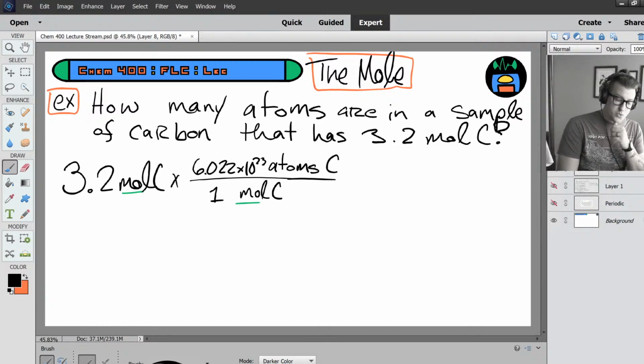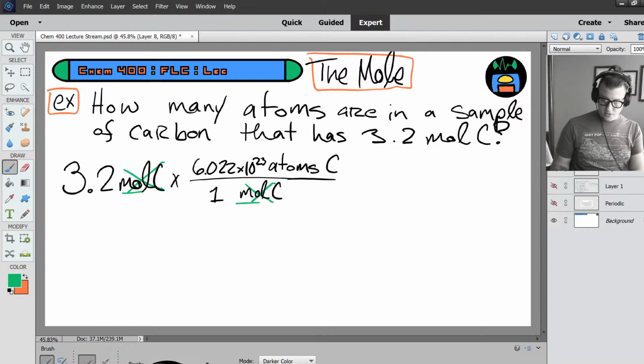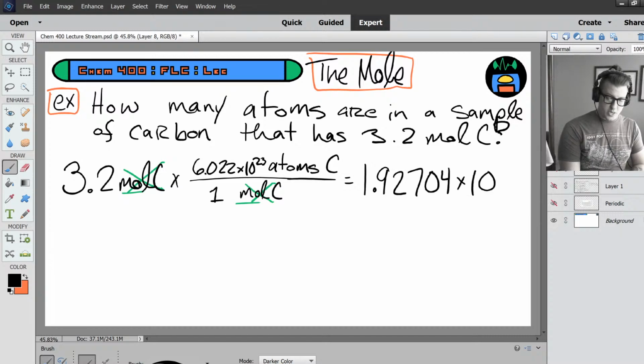The 6.022 times 10 to the 23rd is called Avogadro's number, by the way. So if you hear me throw out Avogadro's number, that's what I'm talking about. All right, so we've already set this up, so moles of carbon will cancel. Now we need to crunch some numbers. So let's do this. 3.2 times 6.022 times 10 to the 23rd. My calculator is telling me that the answer is 1.92704 times 10 to the 24th.